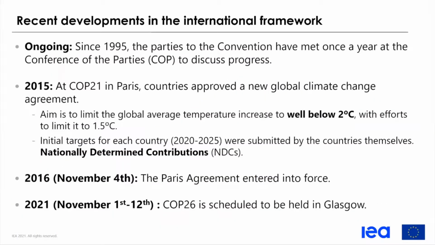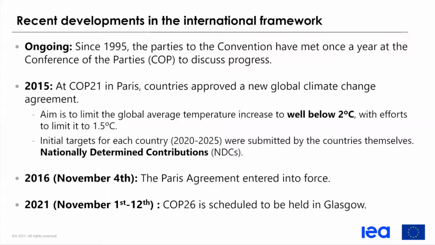The United Nations Framework Convention on Climate Change, UNFCCC, is an international treaty adopted in 1992 to address climate change. Starting in 1995, the parties to the convention have met annually to assess progress in dealing with climate change. In 1997, the Kyoto Protocol was adopted and established legally binding obligations for the developed countries to reduce their greenhouse gas emissions.